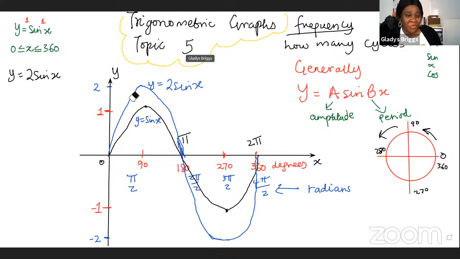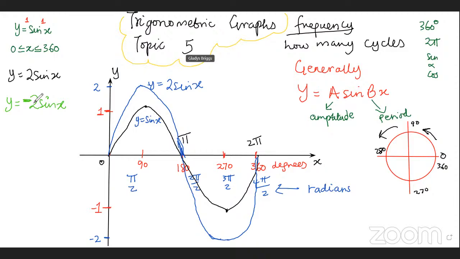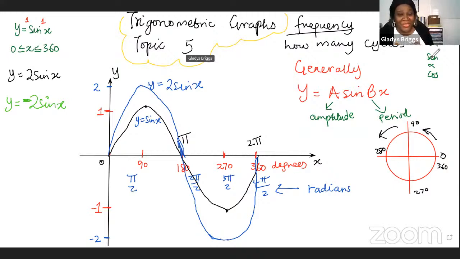So we have y is equal to sine x. I'm going to leave this one. What about y is equal to negative 2 sine x? What do you think it will look like? Any ideas? Y is equal to negative 2 sine x. This will be from down and then up. Yes, exactly. Well done.